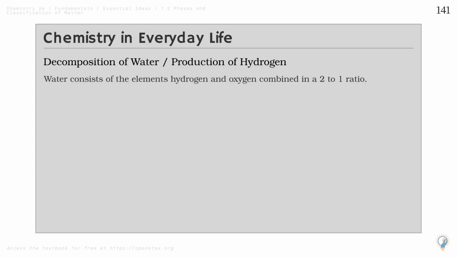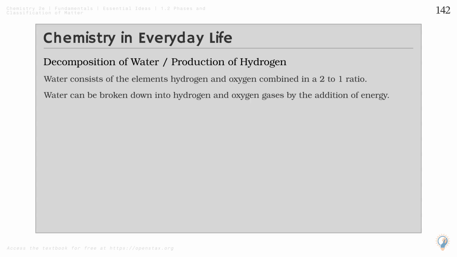Chemistry in everyday life. Decomposition of water, production of hydrogen. Water consists of the elements hydrogen and oxygen combined in a 2-to-1 ratio. Water can be broken down into hydrogen and oxygen gases by the addition of energy. One way to do this is with a battery or power supply, as shown in Figure 1.15.